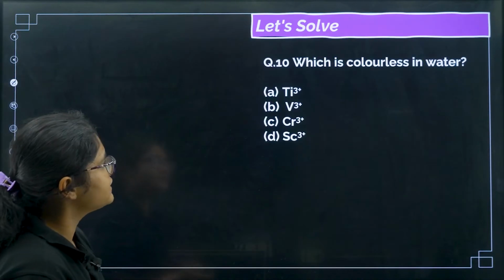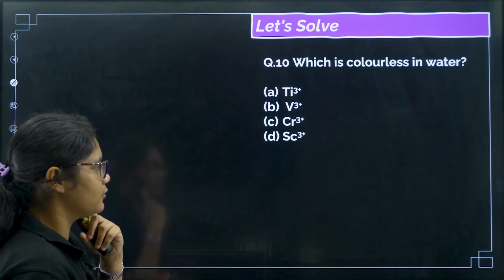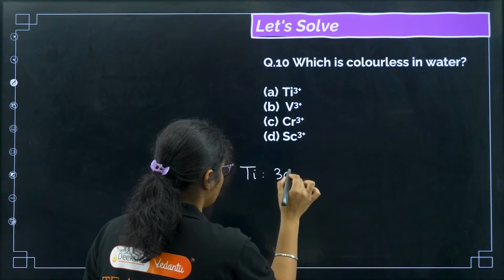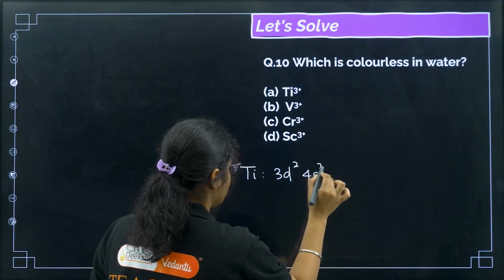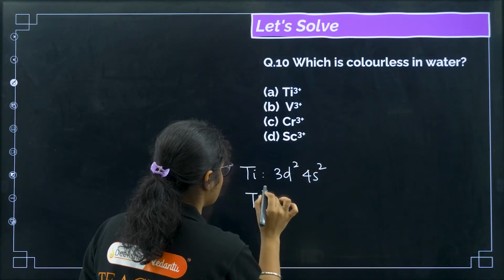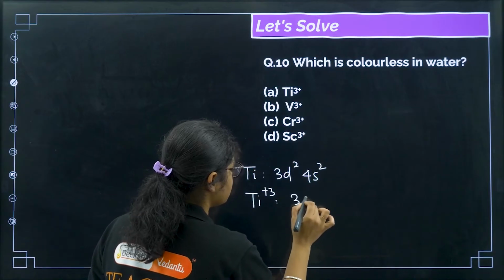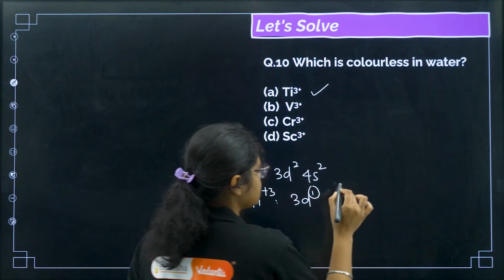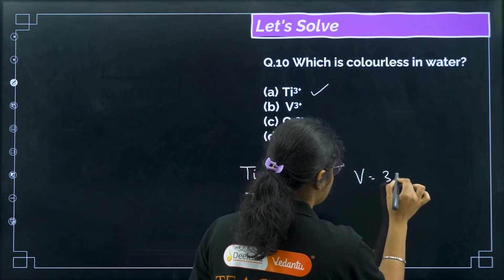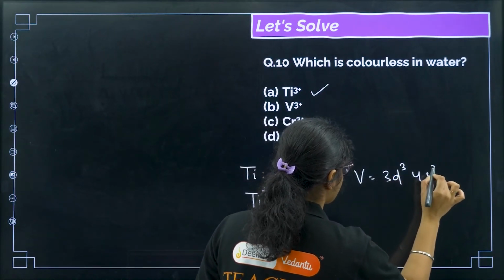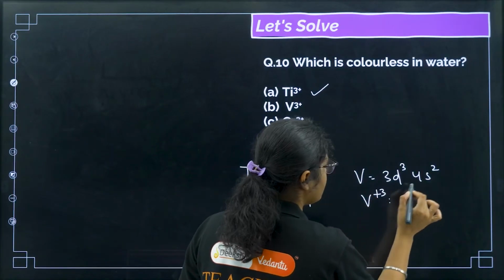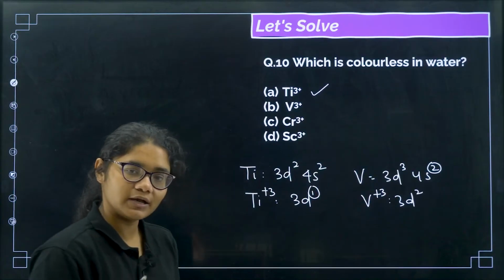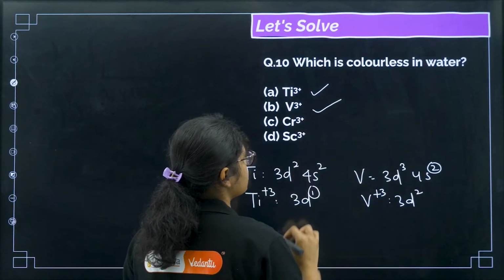Now let us see which of the following is colorless in water. Let us see the electronic configurations. Titanium is 3d2, 4s2. Titanium 3 plus, 3 electrons will be removed, it is 3d1. So it has an unpaired electron, so it will be colored. Vanadium is 3d3, 4s2. Vanadium 3 plus, 3 electrons removed, 3d2. It also has 2 unpaired electrons, so this one will also be colorful.